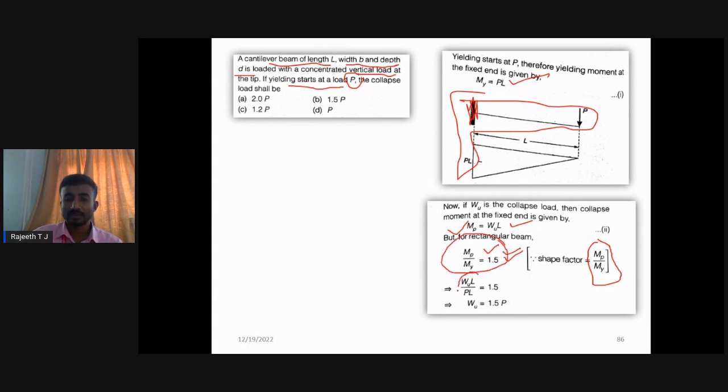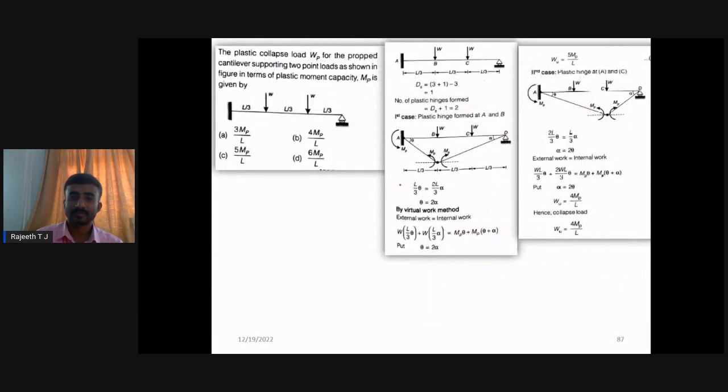If we equate these two, WL by MP by L, equal to 1.5, then you are going to get the collapse load as 1.5 times of P. Whatever the load acting on the beam, the collapse load will be 1.5 times of P.